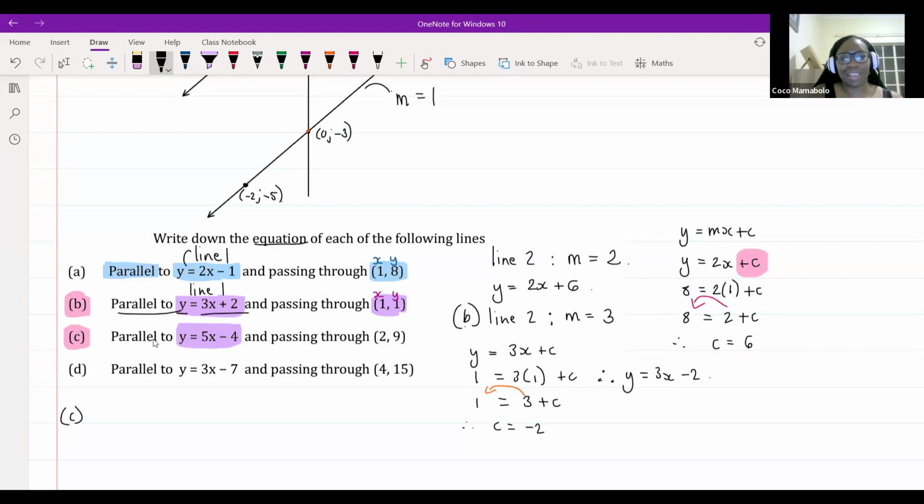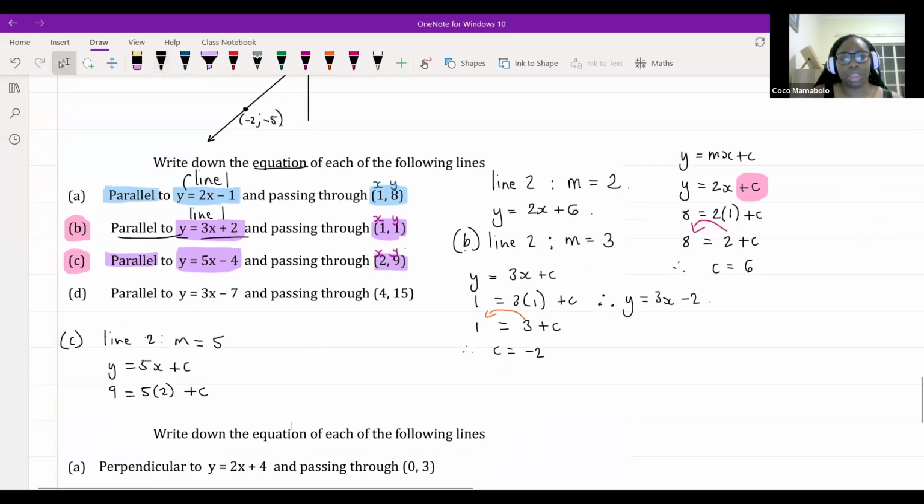Okay, so for C, we're going to do the exact same thing. They've told us that the two lines are parallel, so I know that they share a gradient, and they've given me an x and y value for me to find c. So I'm going to go line 2. The gradient is already equal to 5, which is lovely. y equals 5x plus c. Then I'm going to substitute in the x and y values, so I'll have 9 equals 5 times 2 plus c.